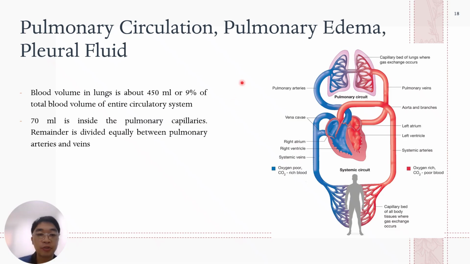Okay, so furthermore, the blood volume in our lungs is only approximately 450 ml or 9% of the total blood volume of the entire circulatory system. 70 ml is inside the pulmonary capillaries, and the remainder is divided equally between the pulmonary arteries and the veins.